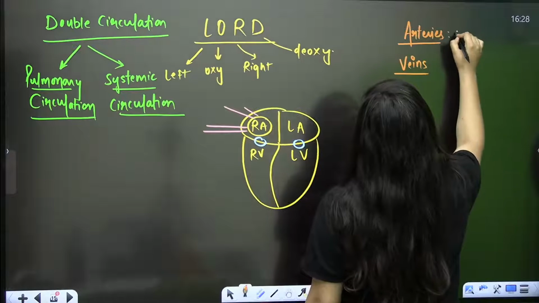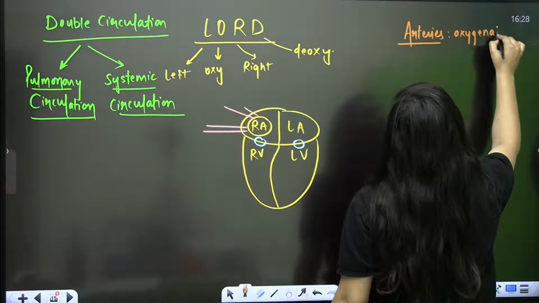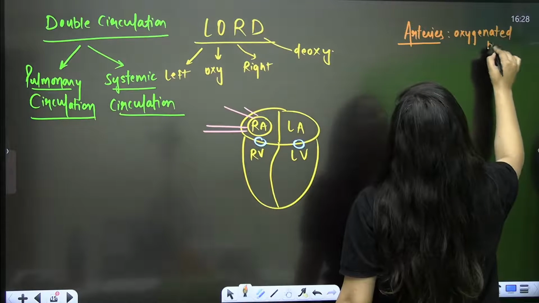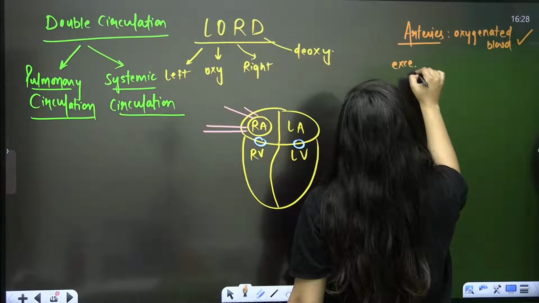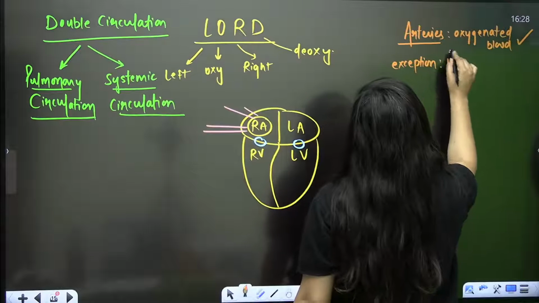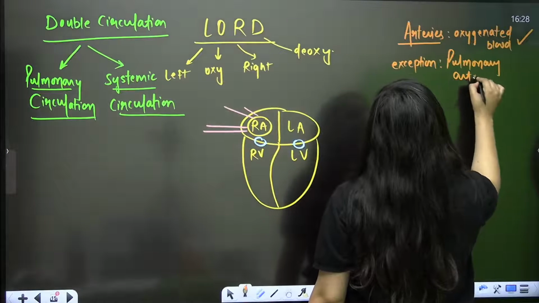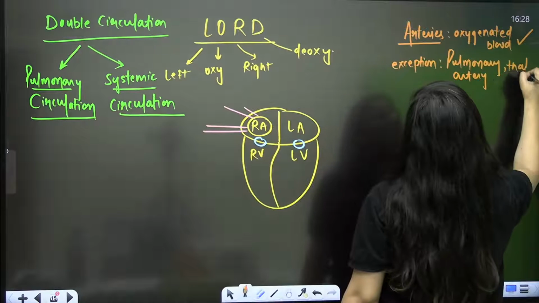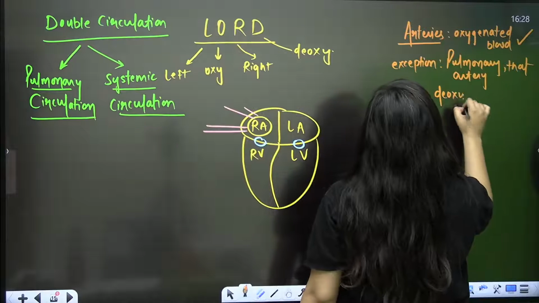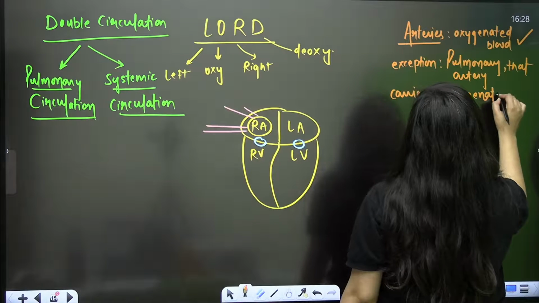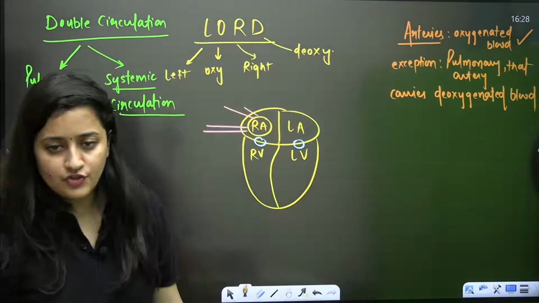So arteries carry oxygenated blood. Which blood will be carried by arteries? Oxygenated blood, right? The blood which is having the oxygen. There is only one exception here. Can you tell me about the exception? I hope now you know. That's your pulmonary artery. One exception is the pulmonary artery, which carries deoxygenated blood. Otherwise, all the arteries carry oxygenated blood.